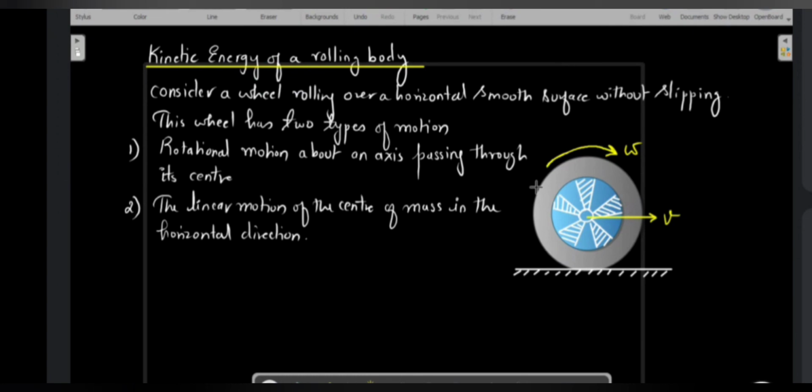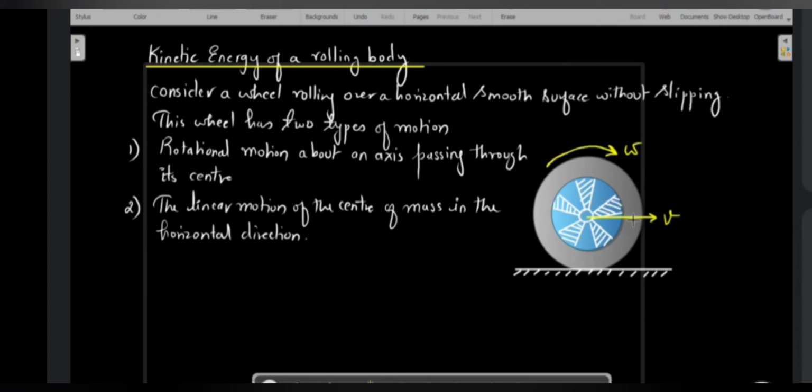So the last part of the chapter is the kinetic energy of a rolling body. So let us consider a wheel rolling over a horizontal smooth surface without slipping. So this wheel has two kinds of motion. One is a rotational motion about an axis passing through its center. So there is an axis of rotation, that is the shaft or axle you can say. That is the axis of rotation about which this wheel is rotating. And secondly, there is a linear motion of the center of mass. The center of mass is moving forward in the horizontal direction.